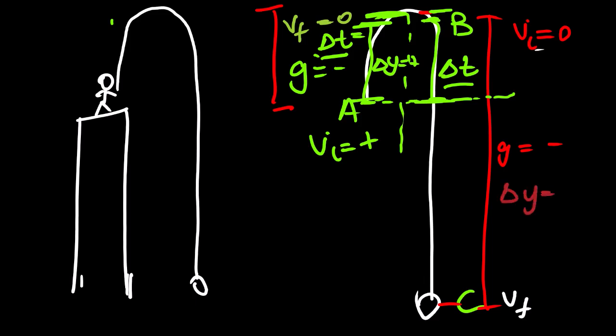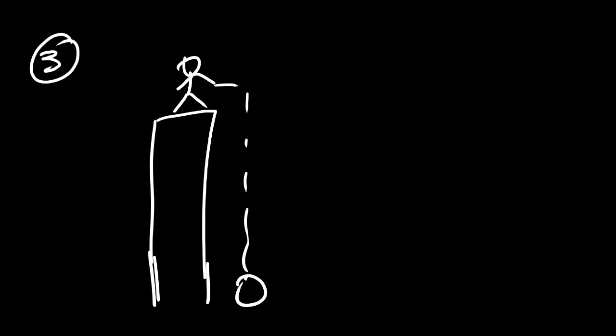Change in Y will be positive. This is the second situation, second scenario. Scenario number 3 is when the person is on top of a building or a cliff, and then is dropping the ball, or dropping the object. It's not projecting. The person is not projecting the object, it's actually dropping the object.